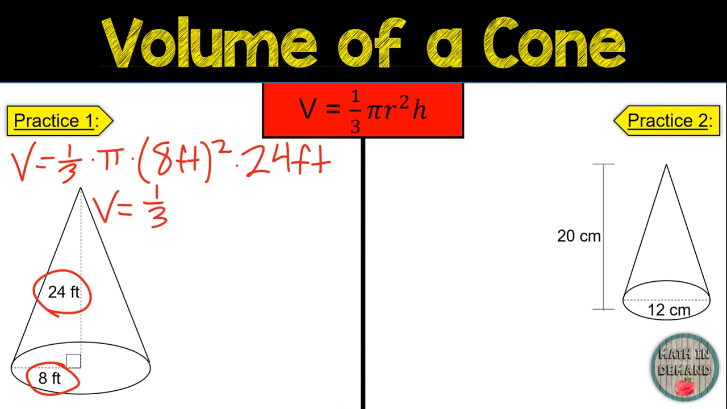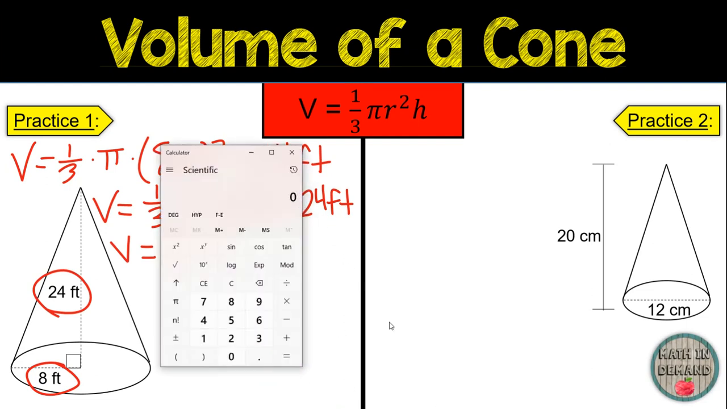So volume equals 1/3 times pi. What I was just talking about, 8 feet times 8 feet. Well, 8 times 8 is 64. Feet times feet will give me feet to the second power. Bring down my times 24 feet. Okay, I'm going to further simplify. So I get volume equals 1/3 times pi times 64 times 24.